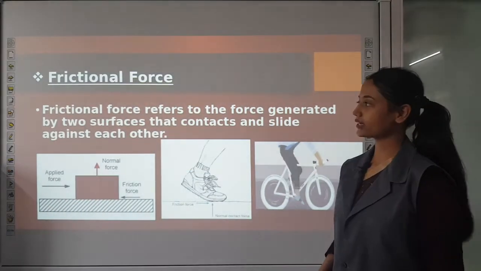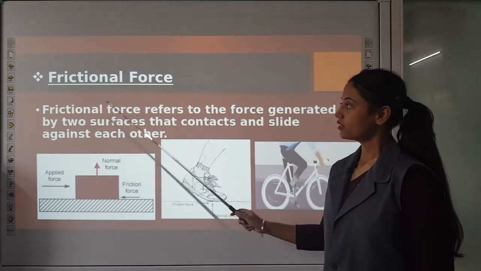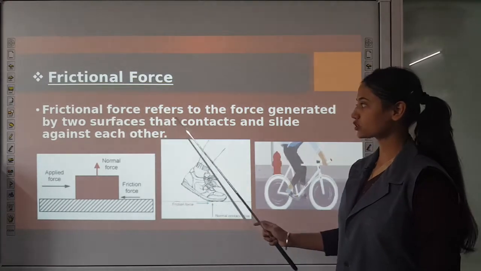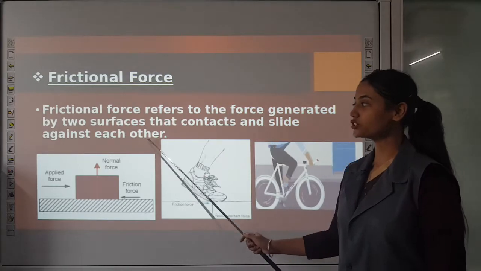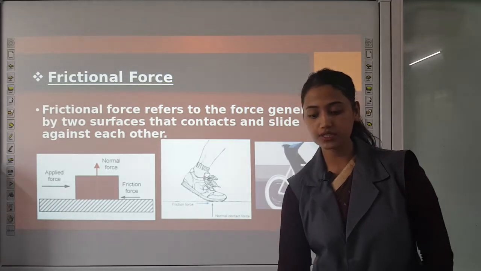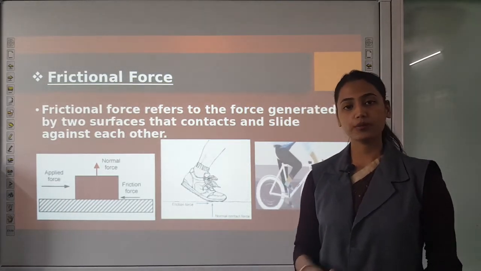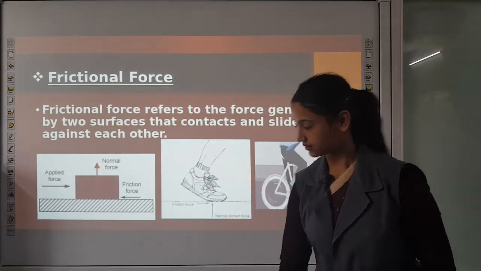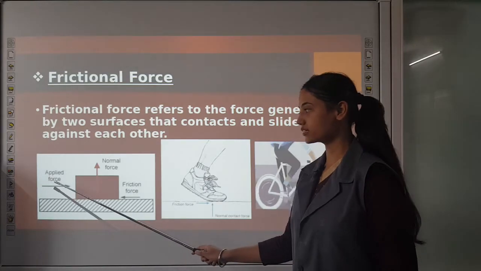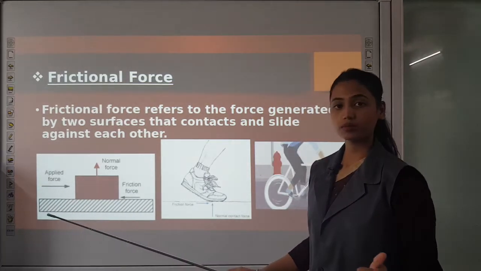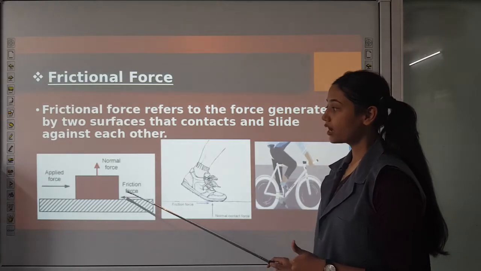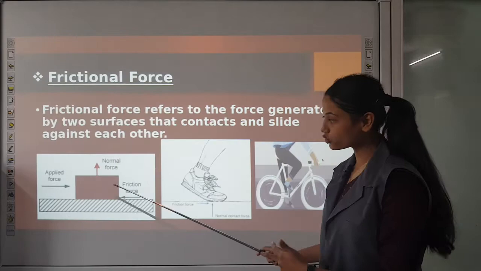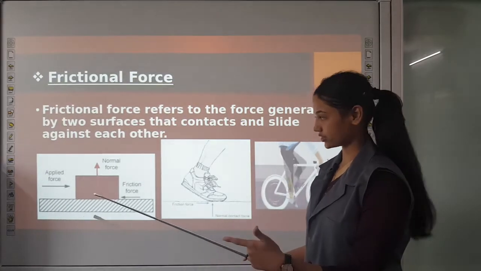The next type of contact force is frictional force. Frictional force refers to the force generated by two surfaces that contact and slide against each other. Frictional force comes into action when two objects are sliding over each other or are moving. And here, see this. The applied force is in the right direction. Always remember, frictional force will be against the applied force. If you are applying force in the right direction, then frictional force will be in the left direction.